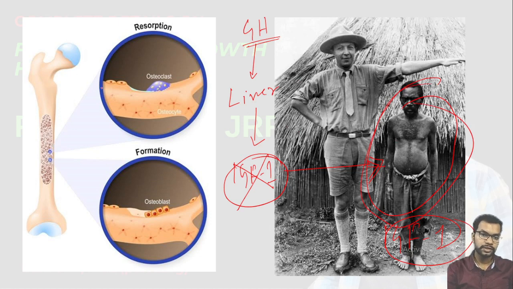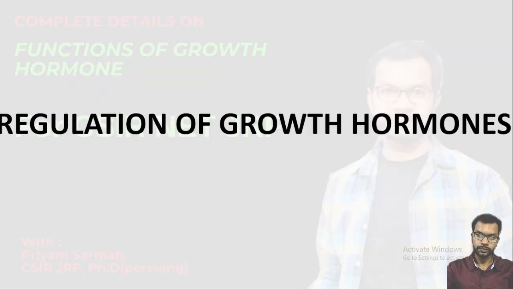In this picture, you see this is an osteoclast and this is an osteoblast. This is how the cells look. Formation is done by osteoblasts and resorption is done by osteoclasts. They remain here. Okay, so this was all about the function of growth hormone. In the next video, we will see the regulation of growth hormone.